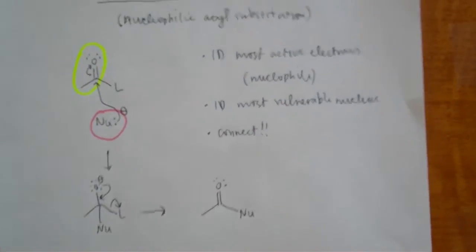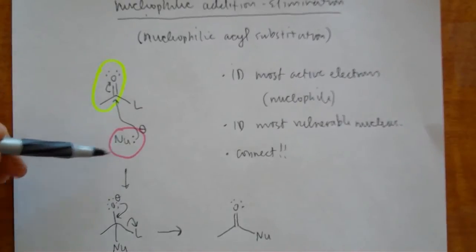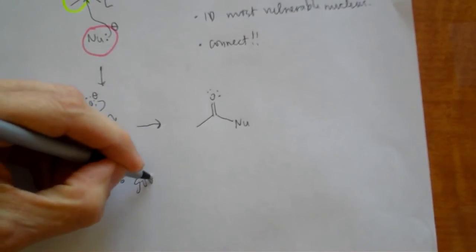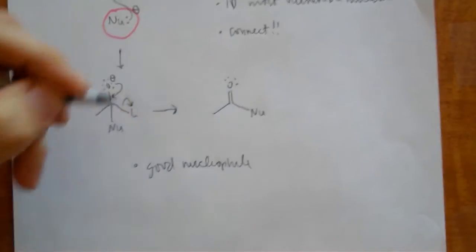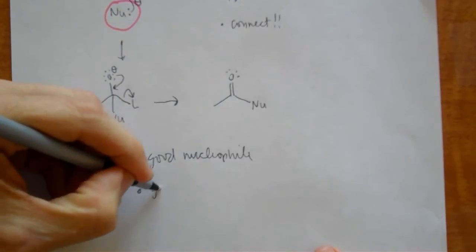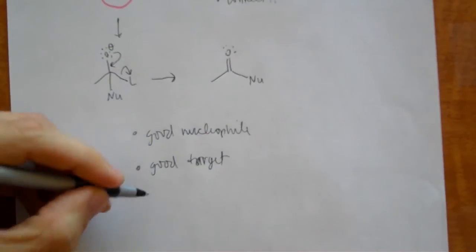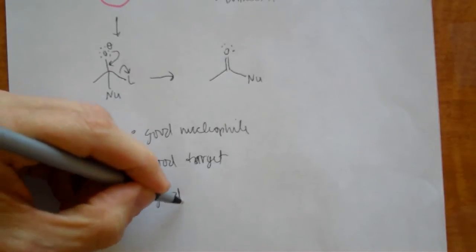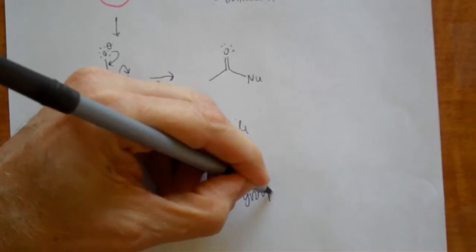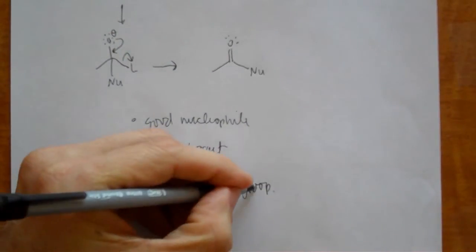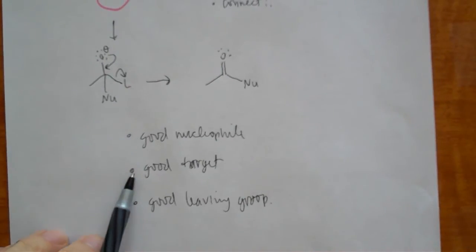I do want to make some comments about this because we have a minute. I want you to think about what's going on here. The way that we can push this reaction, there's a couple things going on here. Number one, we have a good nucleophile. Second thing we have is a good target. And third thing we have is a good leaving group. How do you spell group? G-R-O-U-P? Perfect. All right, so we have a good nucleophile, a good target, and a good leaving group.